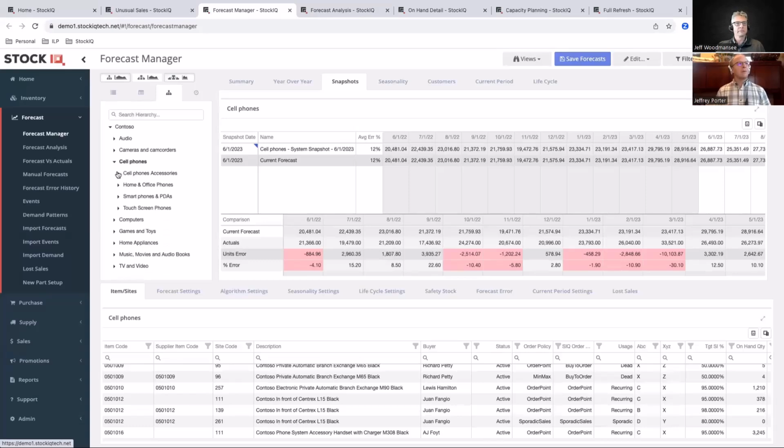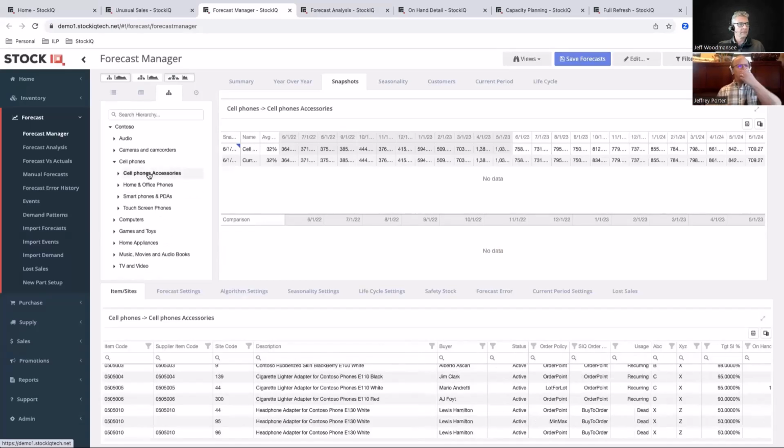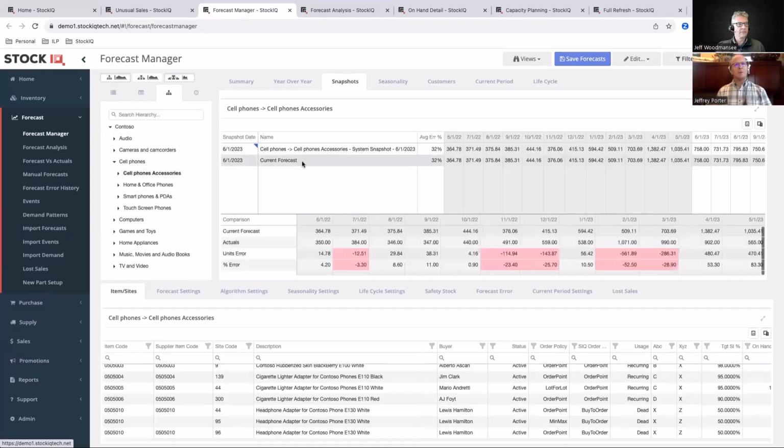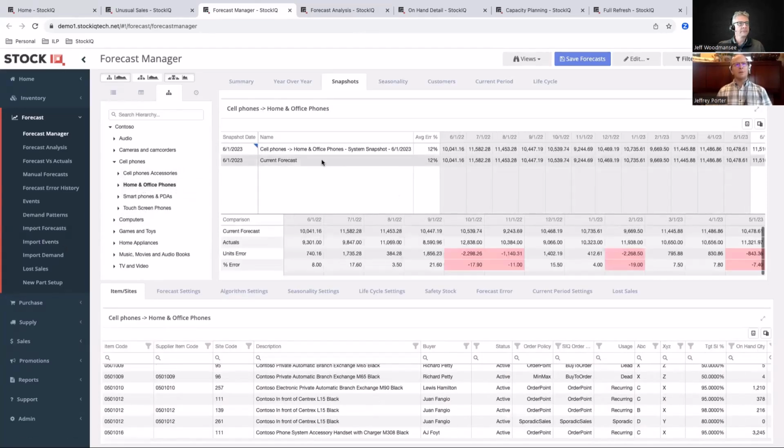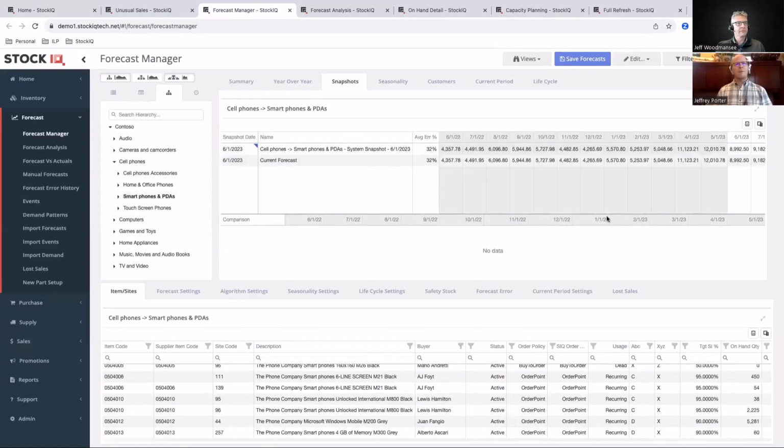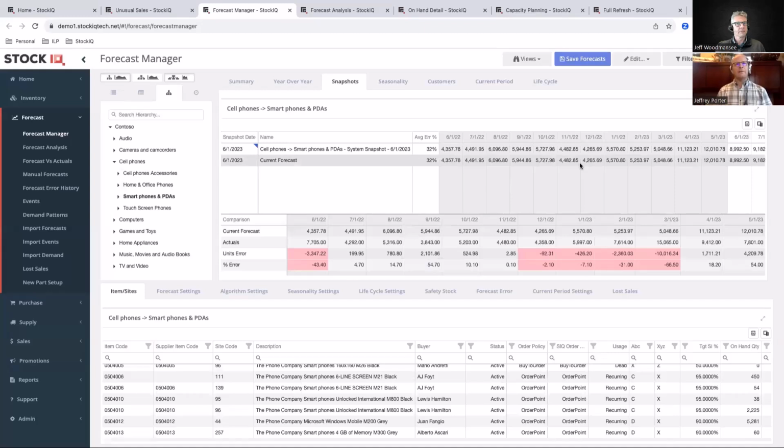Well, let's look at all the various categories and ask, what happened with my accessories during that same period of time? Yeah, I see a pretty big variance in that month. Well, what happened with home and office phones? Let's take a look at the current forecast on that one. Didn't have much of a variance on that. It didn't hit our limits of the 10%. Smartphones and PDAs, what's going on in there? Ooh, look at that. I had a 65%.